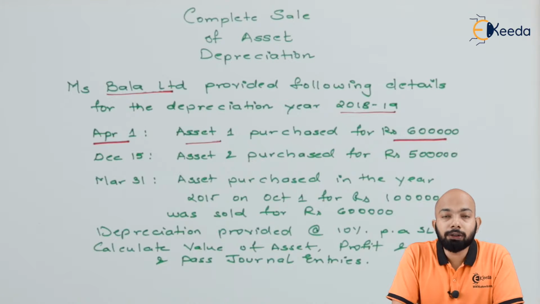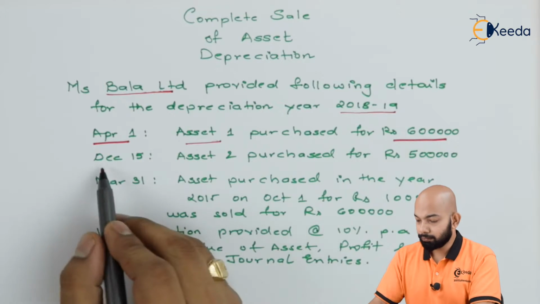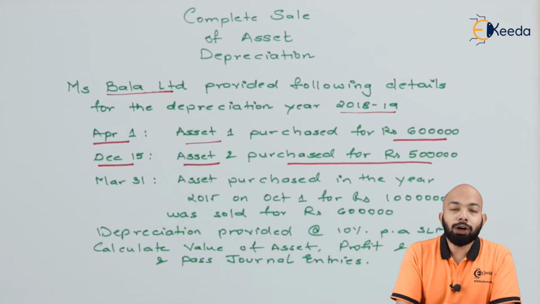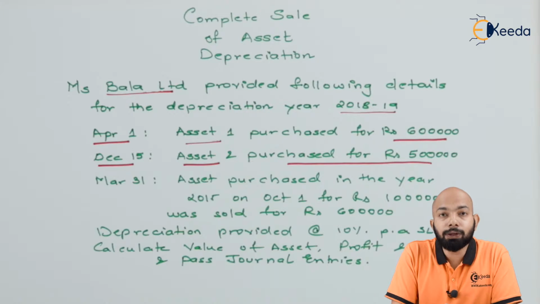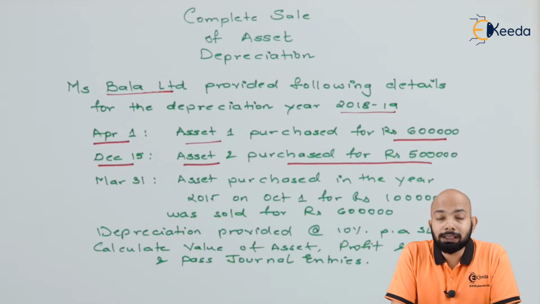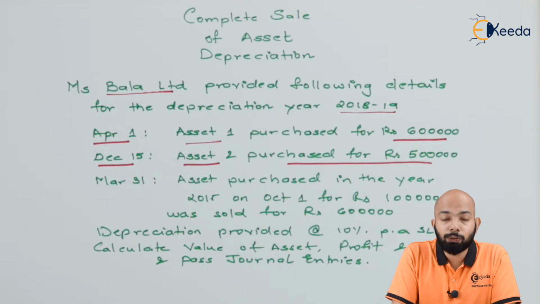On 1st of April 2018, they purchased asset number 1 for rupees 6 lakhs. On December 15, 2018, they purchased another asset for rupees 5 lakh. That means asset number 2 was purchased for rupees 5 lakh on December 15.